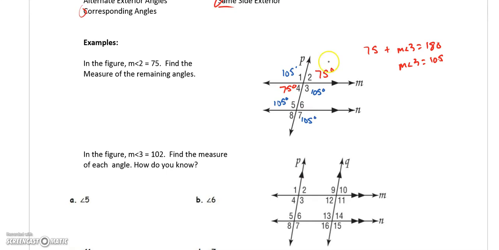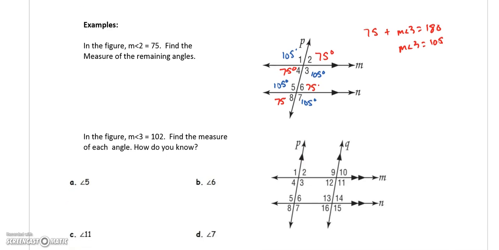Let's see, I can use a different relationship. Angle 2 and angle 8 are alternate exterior angles. They will be congruent. I could do vertical between 8 and 6, but let's do something different. Let's do corresponding. 2 and 6 are corresponding. So that'll be 75 there. So you can see when you have this scenario, 2 parallel lines and a transversal, there's only 2 different angle measures. You just need to fill in what they are. Okay.